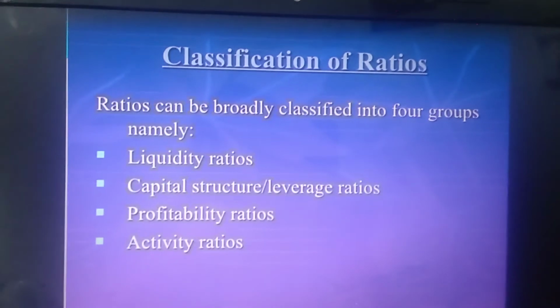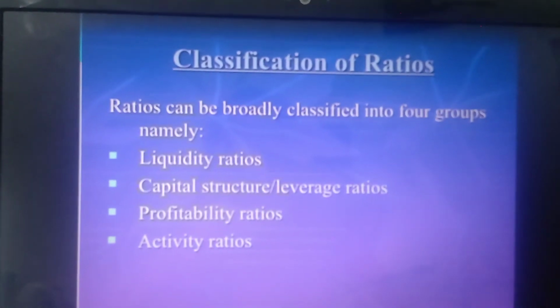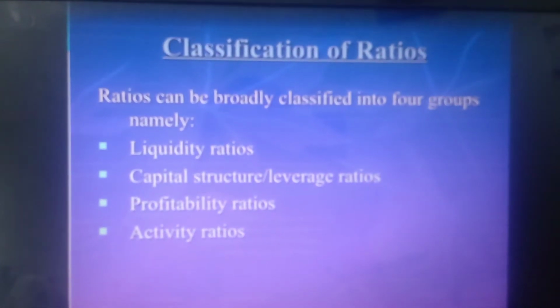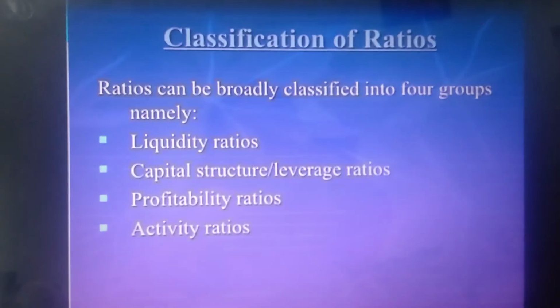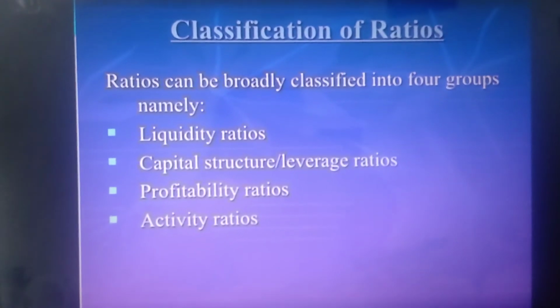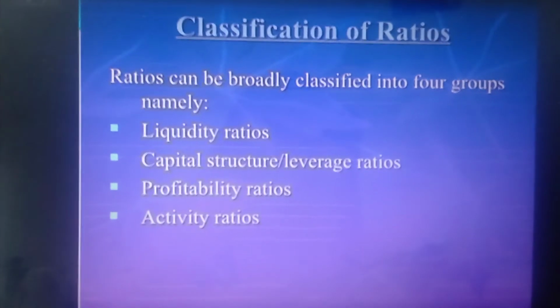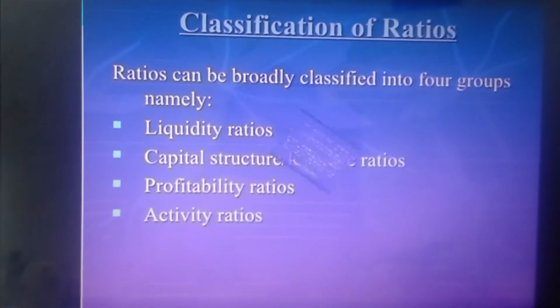Now, let's take the second slide, which highlights the classification of ratios. Ratios can be broadly classified into four groups, namely liquidity ratios, capital structure or leverage ratios, profitability ratios, and activity ratios. Now we will see one by one the meaning, uses, and advantages of these ratios.